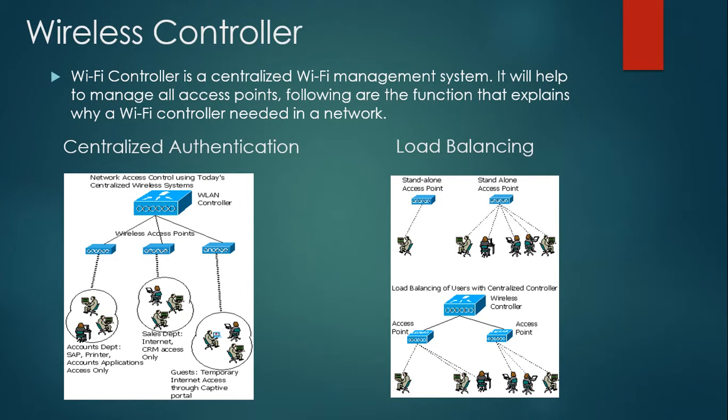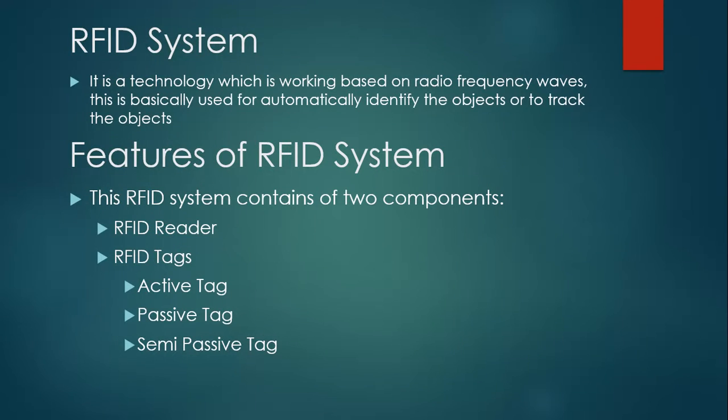And we'll move on to the RFID system. It is a technology which works based on radio frequency waves. This is basically used to automatically identify or track objects. Moreover, the RFID tag needs to be attached to the object, and the RFID reader continuously sends radio frequency waves. Since this is not a line of sight technology, when the RFID tag attached object comes within the RFID reader's range, the tag is able to identify the reader and send the information back to the RFID reader.